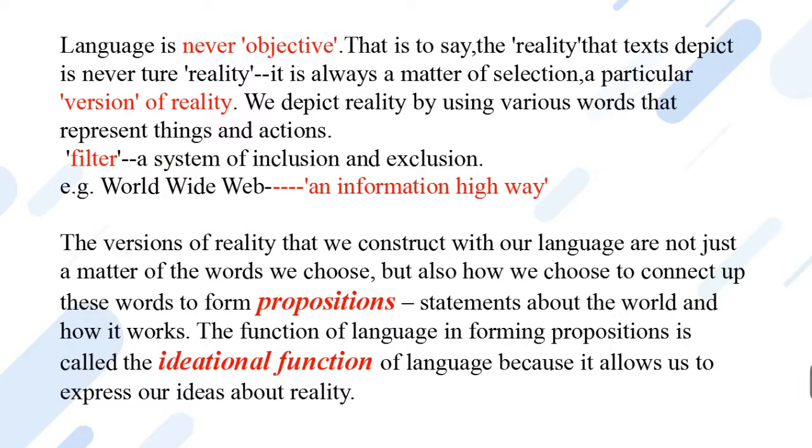That means if we choose to include or emphasize one thing in our version of reality, we are choosing to exclude or downplay something else. Here is an example. If we refer to the World Wide Web as an information highway, that means we emphasize the role of the web in the exchange of information, and we de-emphasize the role the web plays in social interaction or entertainment. The versions of reality that we construct with language are not just a matter of the words we choose, but also how we choose to connect these words to form propositions, statements about the world and how it works. The function of language in forming propositions is called the ideational function because it allows us to express our ideas about reality. So those are the main points about the ideational function.